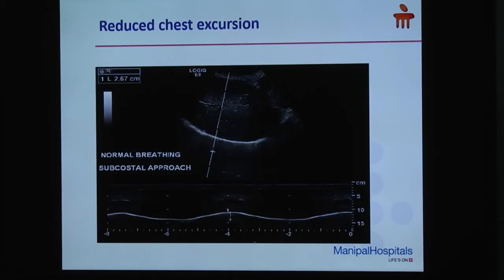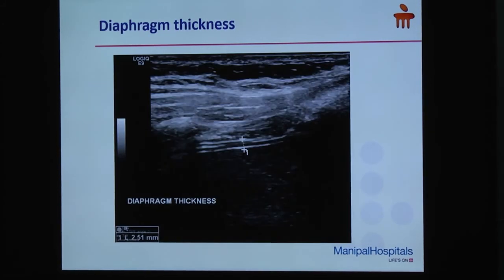This is how you would look for diaphragmatic excursion. You use M mode. You use the curvilinear abdominal probe, and this is liver, or this is liver. It can be spleen as well, and this is the diaphragm. And you are looking at the vertical displacement. Normally it should be more than 1 centimeter. Here it's 2.67 centimeters. If it is less than 1 centimeter, it means the diaphragmatic excursion is reduced.